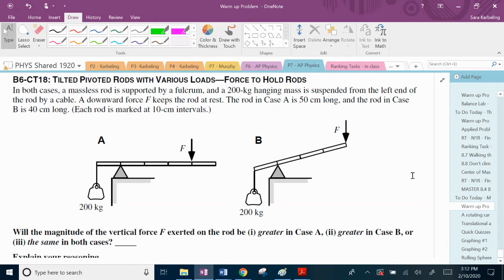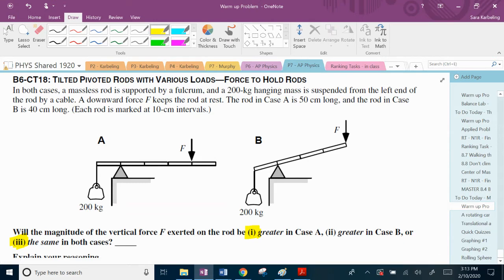All right. So we've got greater in case A. I know it's frozen. I'll get it unfrozen in a second. And we got the same. So those are the two things that we're arguing. Help me out, you guys. Talk me through it. Why do you say one or the other or something?